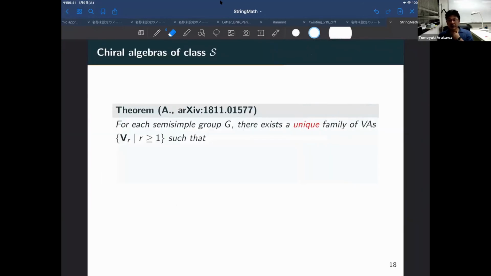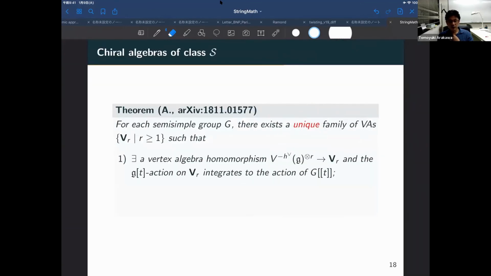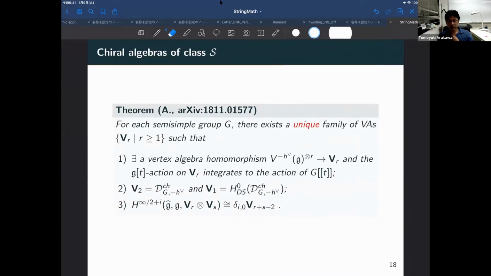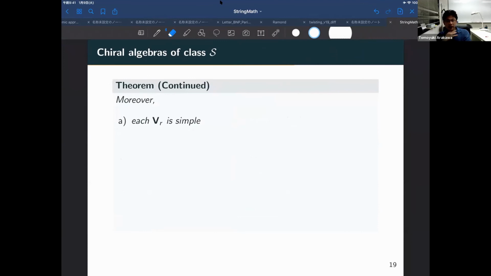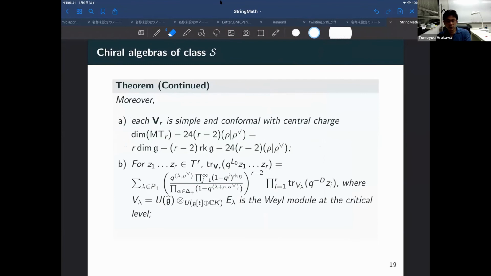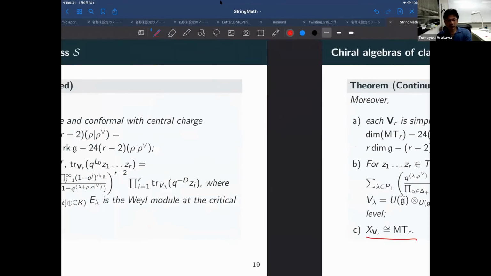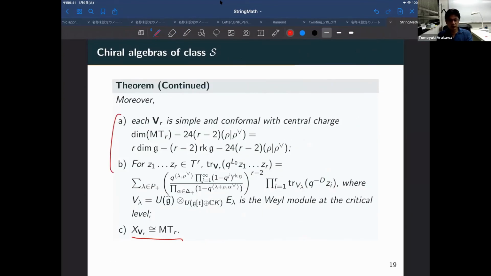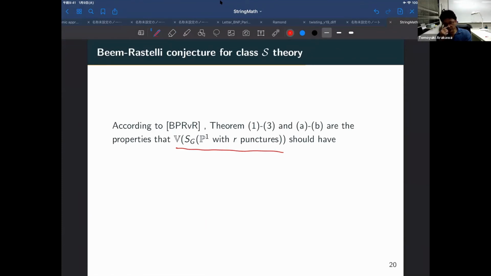And the statement is that there exists a unique family of vertex operator algebras satisfying similar properties. So this corresponds to the fact that the associated variety is symplectic, equipped with the Hamiltonian action of G^R. And so V2 is the CDO and V1 is the Drinfeld-Sokolov reduction, and we also have associativity for the VOAs. And this VOA satisfies the following properties: each one is simple, the central charge is expressed as this, and there is an explicit character formula. And more importantly, we recover the associated variety. And these properties, A and B, are properties that this chiral algebra of class S should satisfy.